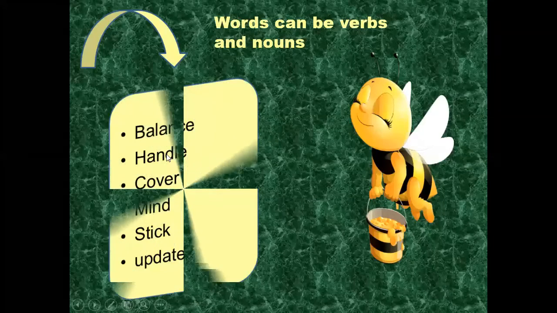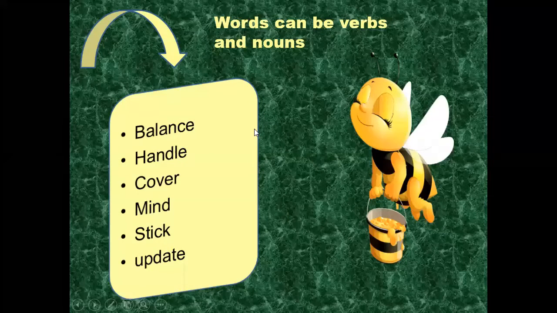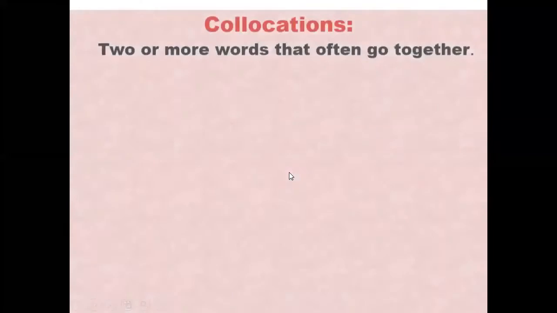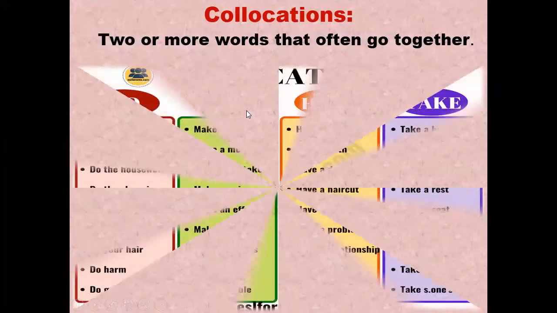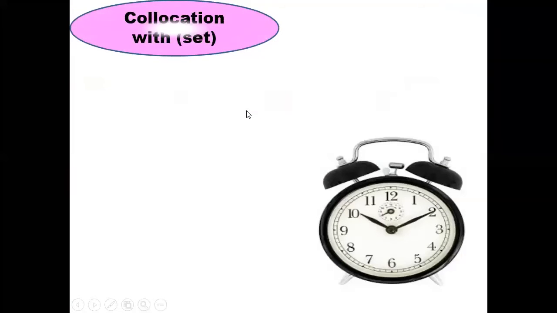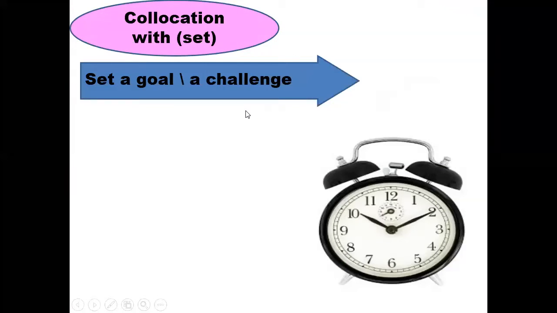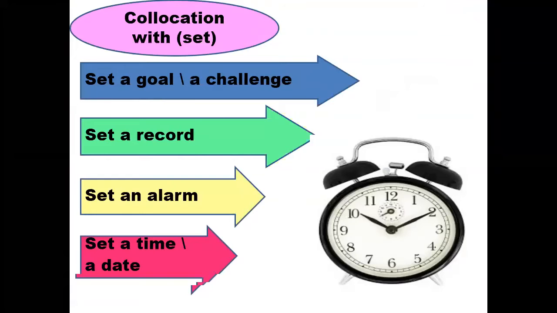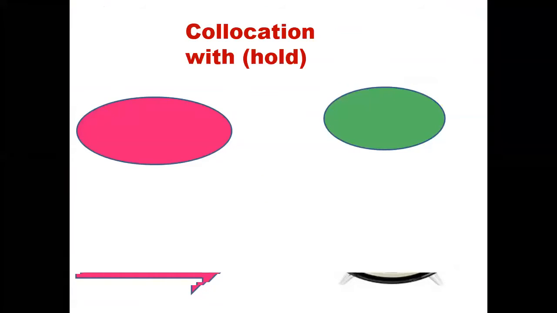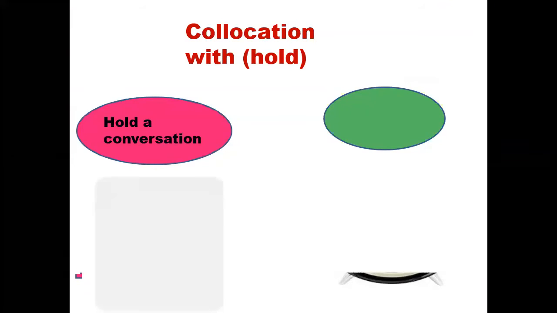Then we have words that can come either in a verb position or a noun position, like balance, handle, cover, mind, stick, and update. We studied these words before. Then we have collocations. What do we mean by collocations? Two words go together and give meaning, like collocation with set: set a goal, set a challenge, set a record, set an alarm, set a time or a date. Then we have collocation with hold: hold a conversation, to make conversation, or hold a record.